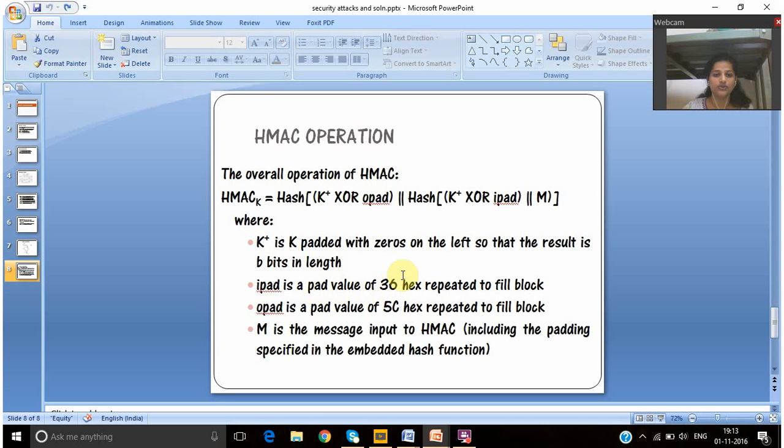And also over here we can see that K plus XOR OPAD, the second step, is appended with the first step, that is K plus XOR IPAD with the message, and it is hashed finally to get the HMAC value.